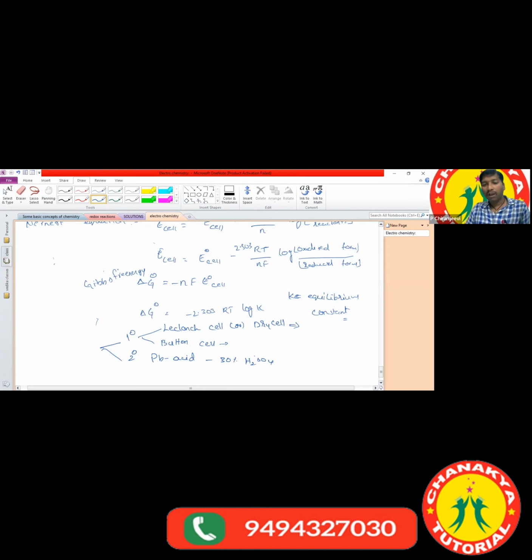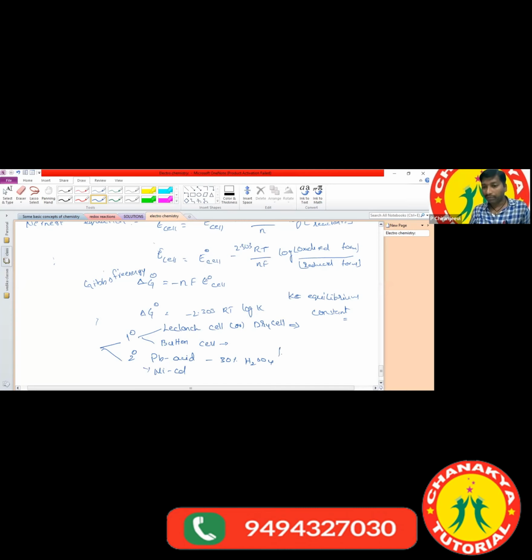Based on these concepts, they ask questions like: which one acts as the cathode, which one acts as the anode, and what chemical reaction takes place in a lead acid battery? What is the reaction during the recharging process? These are direct formula-based questions, so we have to learn all these formulas by heart, we don't have any option. Another battery is the nickel cadmium battery, which is also an example of a secondary battery.